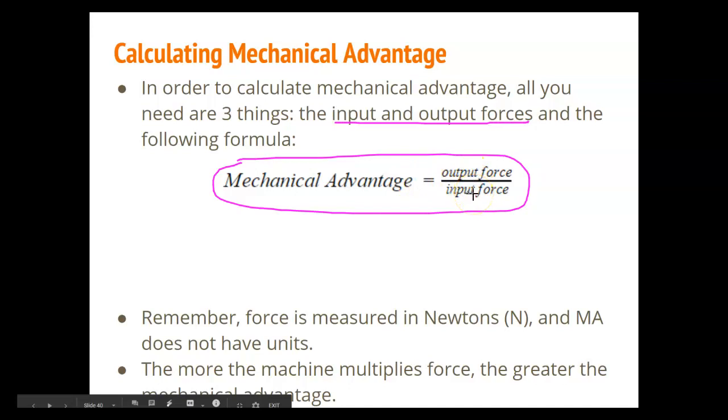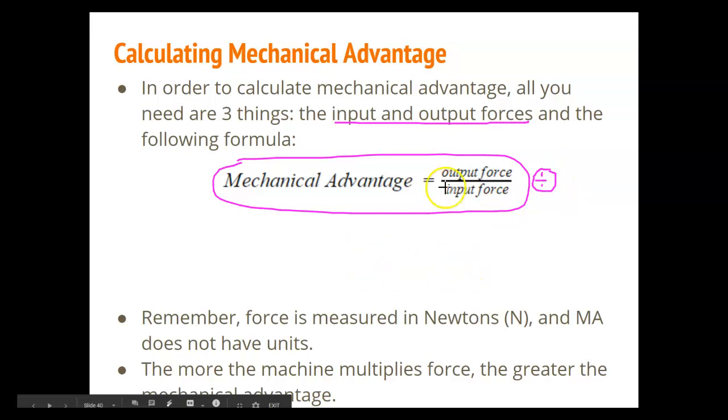So mechanical advantage is just a ratio. Remember, this is a ratio. This is output force to input force. What is the ratio of output force to input force? Now, some people like calculations, so I just want you to remember that this operation here, this over that, is the operation of dividing.